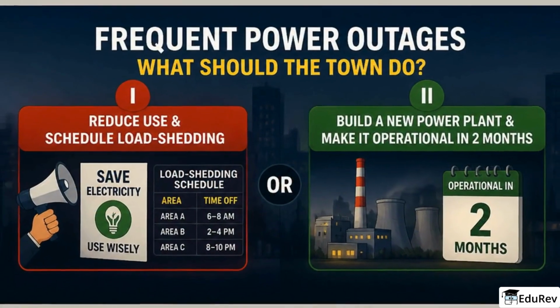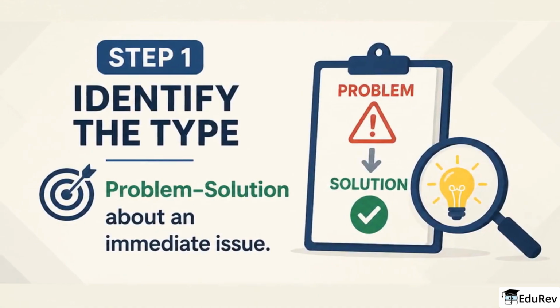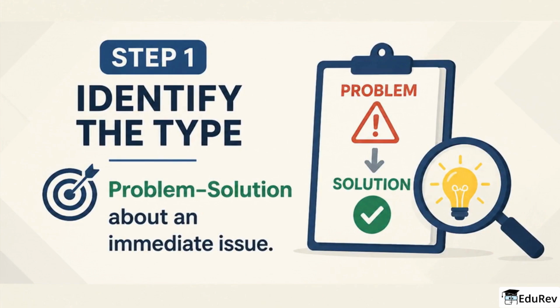Question number 1 asks, a town faces frequent power outages due to an overloaded grid, and two actions are proposed. I. Run a public awareness campaign to reduce use and introduce scheduled load shedding. 2. Build a new power plant and make it operational within 2 months. Step 1. Identify the type. This is a problem solution question about an immediate issue.